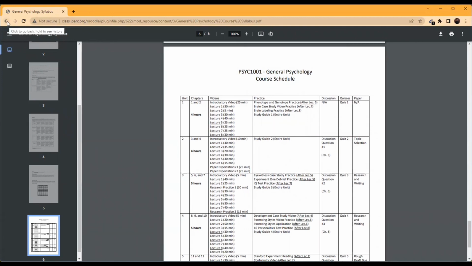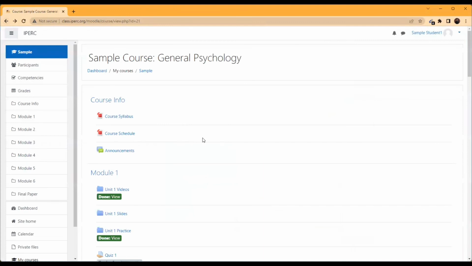We can click to go back to our course page, and we can see the course schedule is in a separate document in this course info as well. So you can always refer back to only the course schedule as well, but it's always going to be at the end of the syllabus.